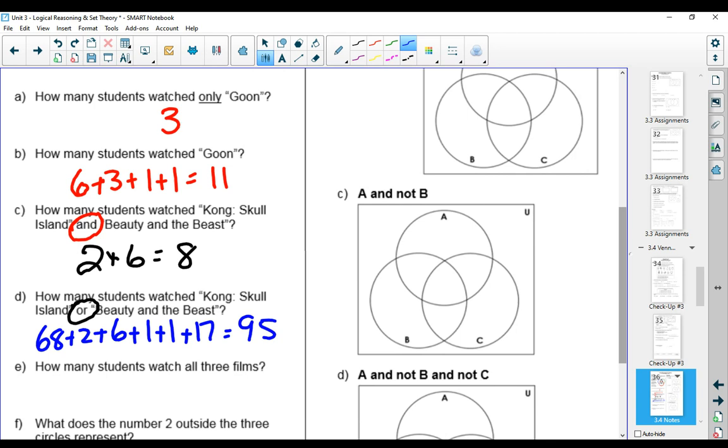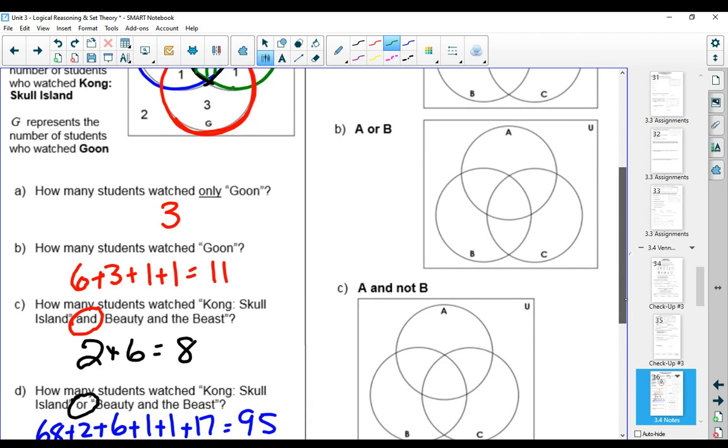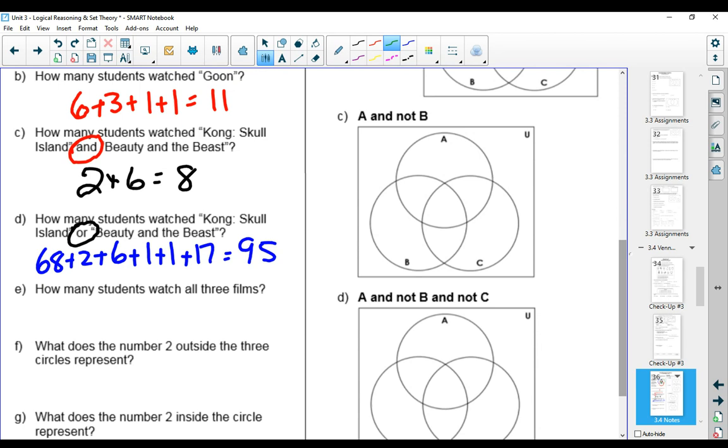Now, if I'm asked how many students watched all 3 films, that's where I'm looking at the point where all 3 overlap. And that's just going to be right here, which is 6.